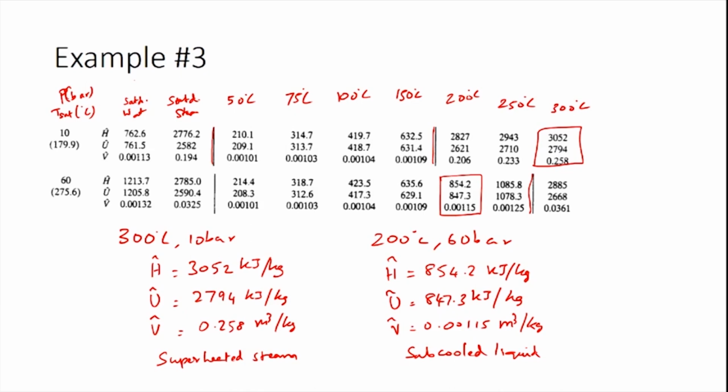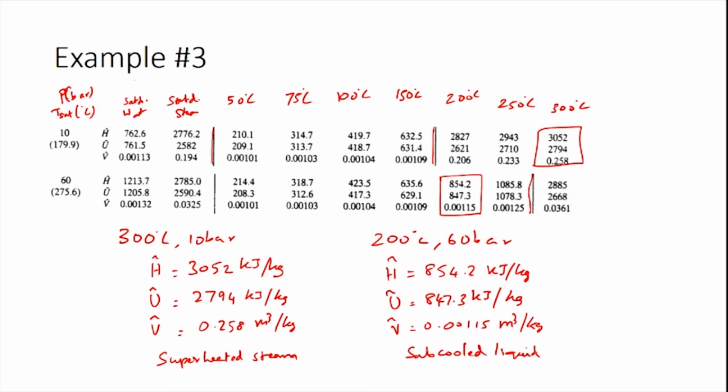So, now let us go ahead and do the calculation, but before that let us look at these values and try to get some physical meaning and understanding of what these values are. If you look at the values for internal energy and enthalpy for 300 degrees Celsius and 10 bar, you would see that the difference between enthalpy and internal energy is significantly large. However, if you were to compare the internal energy and specific enthalpy values for 200 degrees Celsius and 60 bar, the value difference is reasonably small.